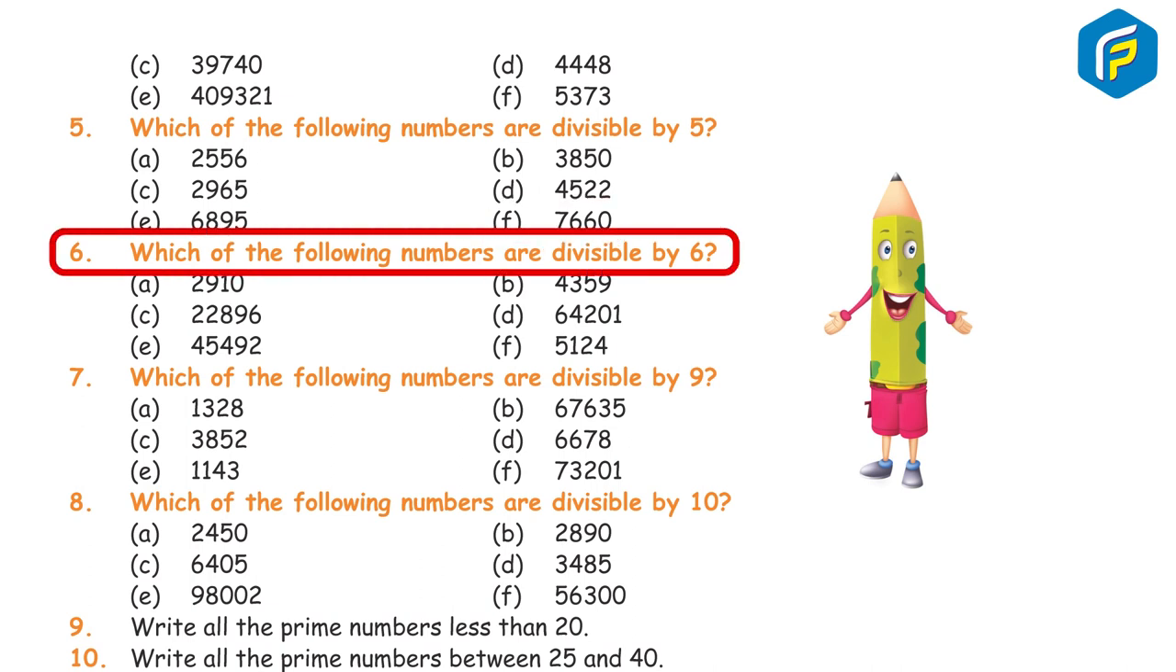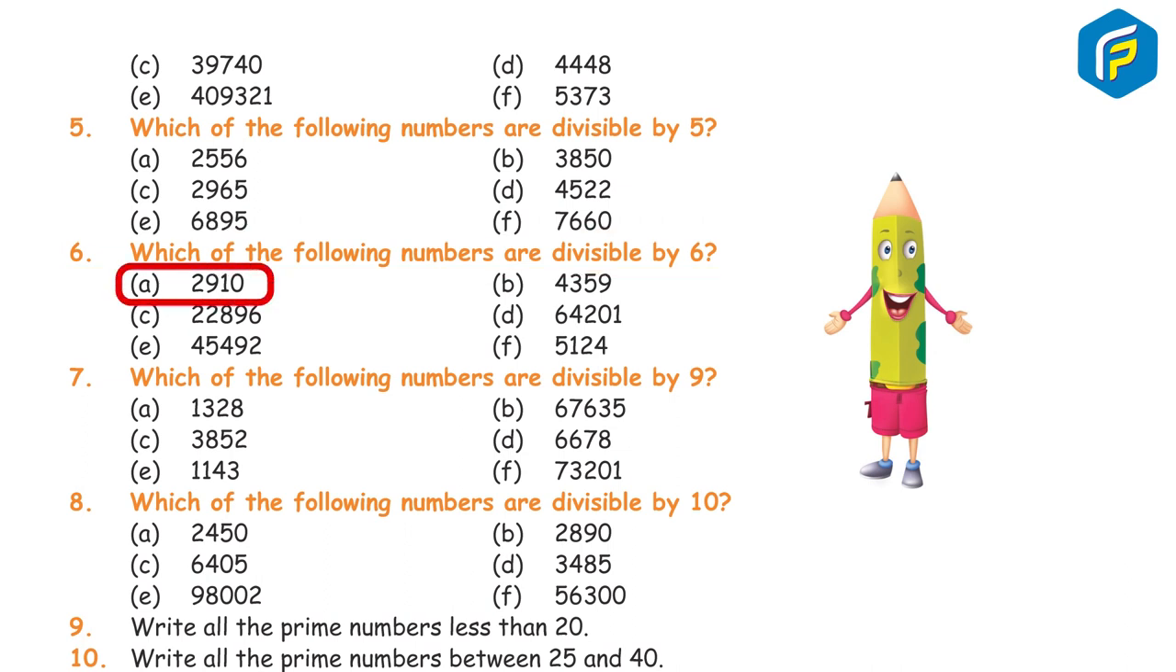Question 6. Which of the following numbers are divisible by 6? A. 2910. B. 4359. C. 22896. D. 64201. E. 45492. F. 5124. Answer: A, B, D.